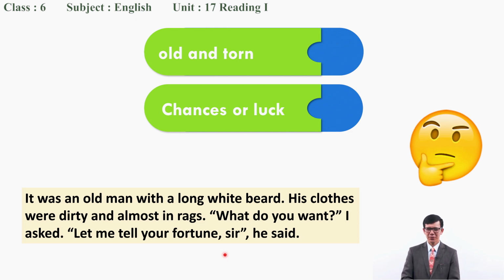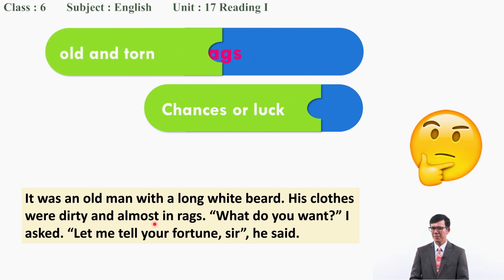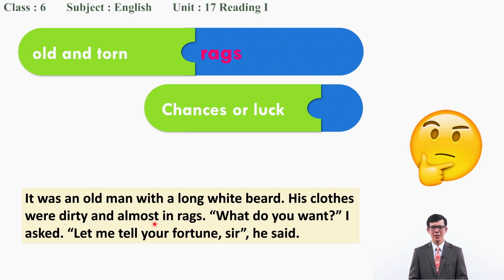Okay, my dear students, there are two words in this extract, part of this story. You have to find these two words in this text. Have you guessed? Perfect. You might have guessed the closer meaning: worn and torn means his clothes were dirty, almost in rags. What does that mean? Very good. That means rags. His clothes were torn. Yes, rags.